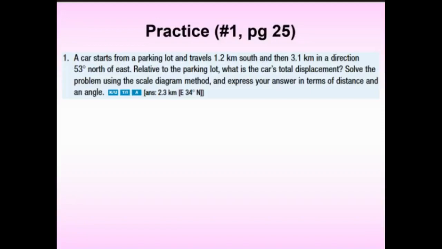If we do it in our good way, Amar, what would you say? East 53 north. Perfect. So it turns into whatever direction is east 53 north and goes for a further 3.1 kilometers in that direction. Relative to the starting point, which was the parking lot, where is the car now? What's the car's total displacement?